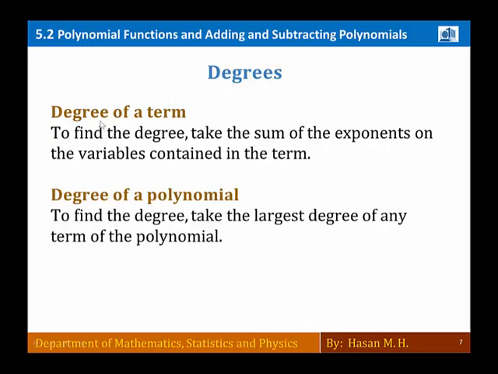Degrees. Degree of a term. To find the degree, take the sum of the exponents on the variables contained in the term. Degree of a polynomial. To find the degree, take the largest degree of any term of the polynomial.